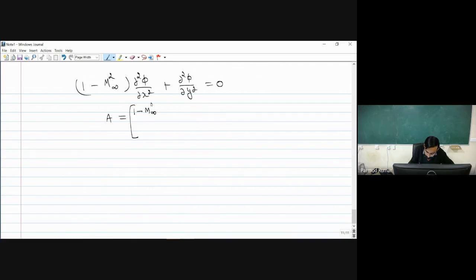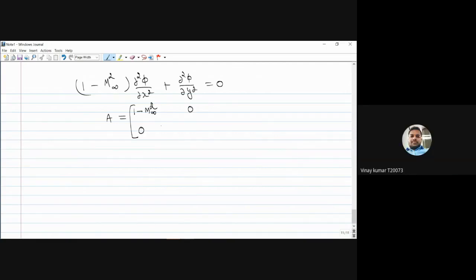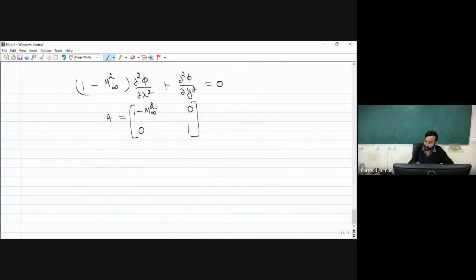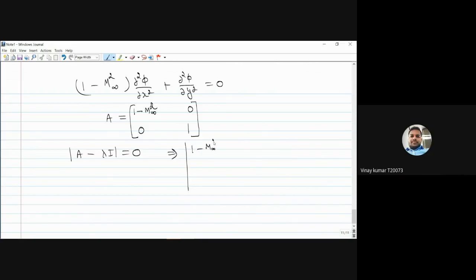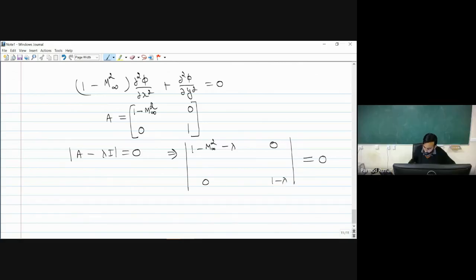1 minus m infinity square, where I don't have any term involving x, y. 0 0 1, 0 and then 1. Now can you find out the eigenvalues? What we have to do? Determinant of A minus lambda I equal to 0. So if I take the determinant, it will be directly 1 minus m square and 1, because it's a triangular matrix. So I will finally be getting lambda equal to 1 and lambda equal to 1 minus m infinity square.